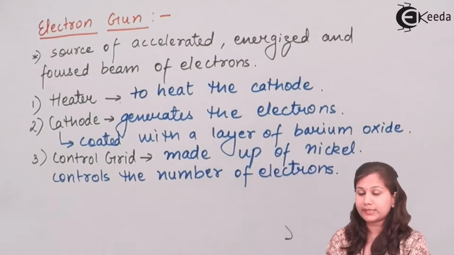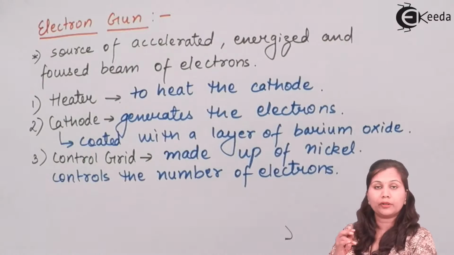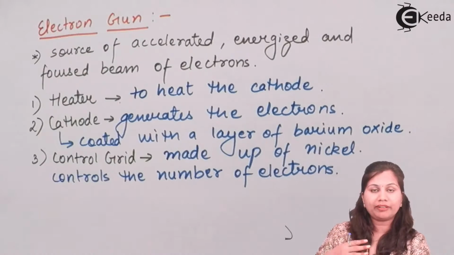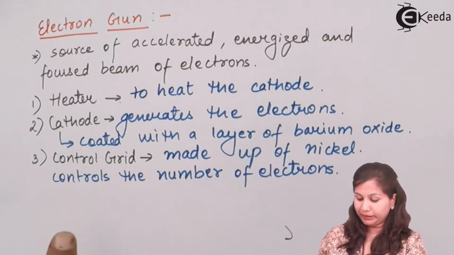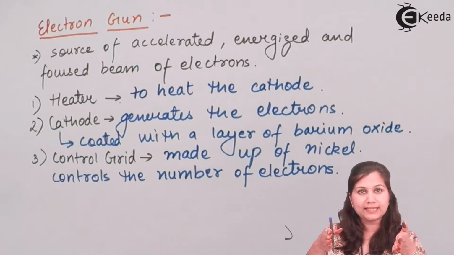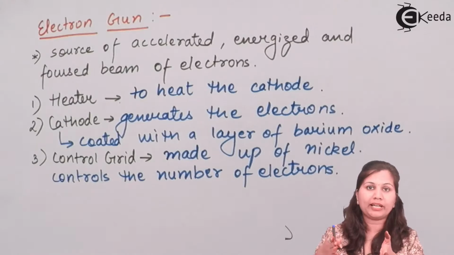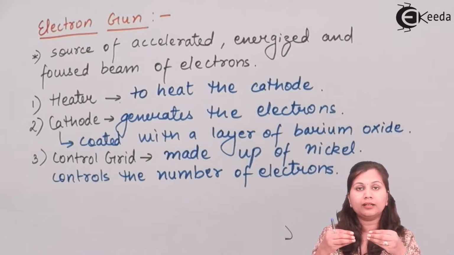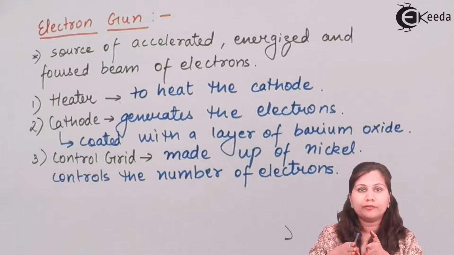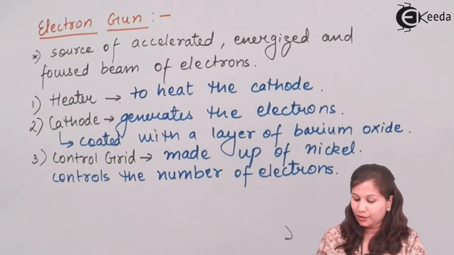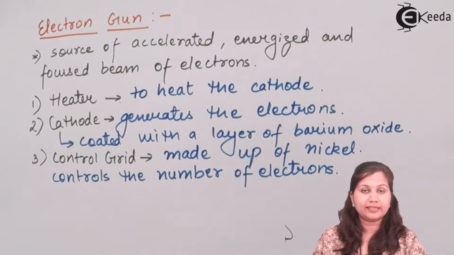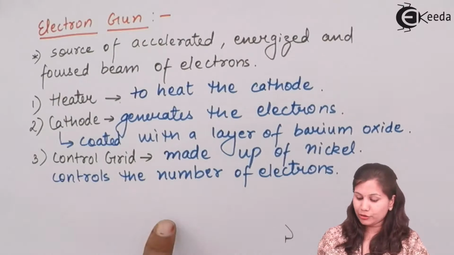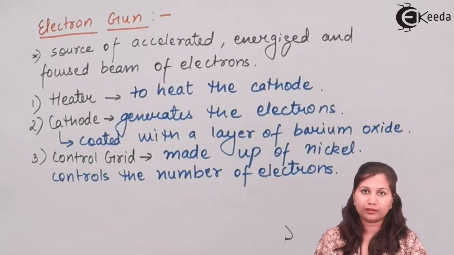It controls the number of electrons, because the control grid has a very small hole in it. How many electrons pass through it depends on that: if we make more space in the control grid, more electrons can pass through it. If we minimize the distance in the control grid, then the number of electrons will be less. So we can say that the intensity of the display will be controlled through this control grid.